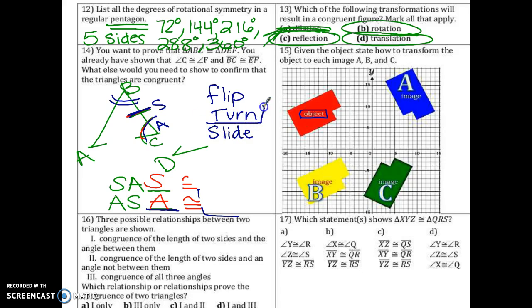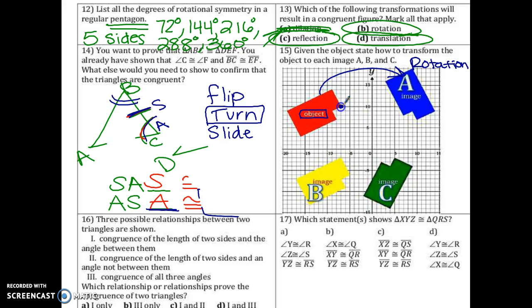Did it turn? Yeah, the shape did turn. And did it flip? It doesn't really look like a flip to me. So we're going to go with a turn. So this is a rotation here. And if we're going one quadrant to the right, that's clockwise, and it would be 90 degrees clockwise.